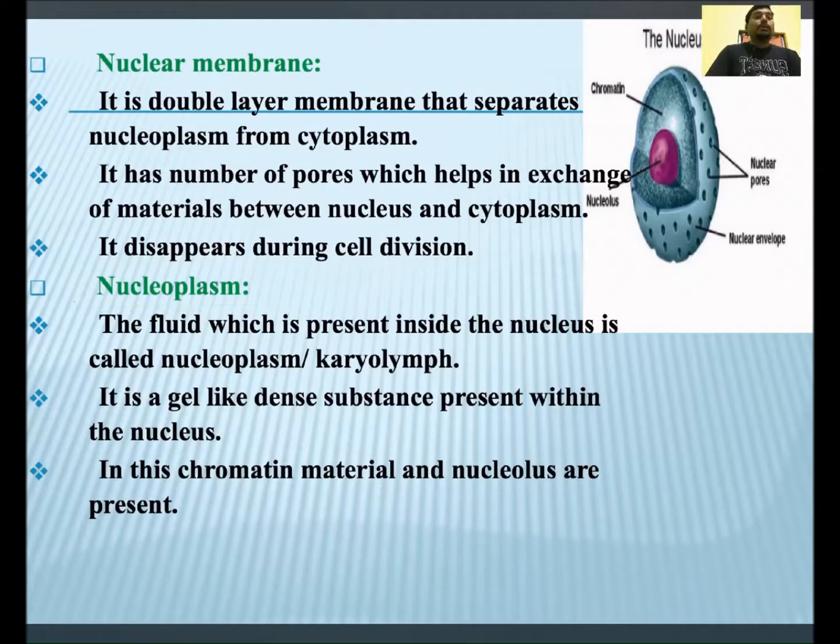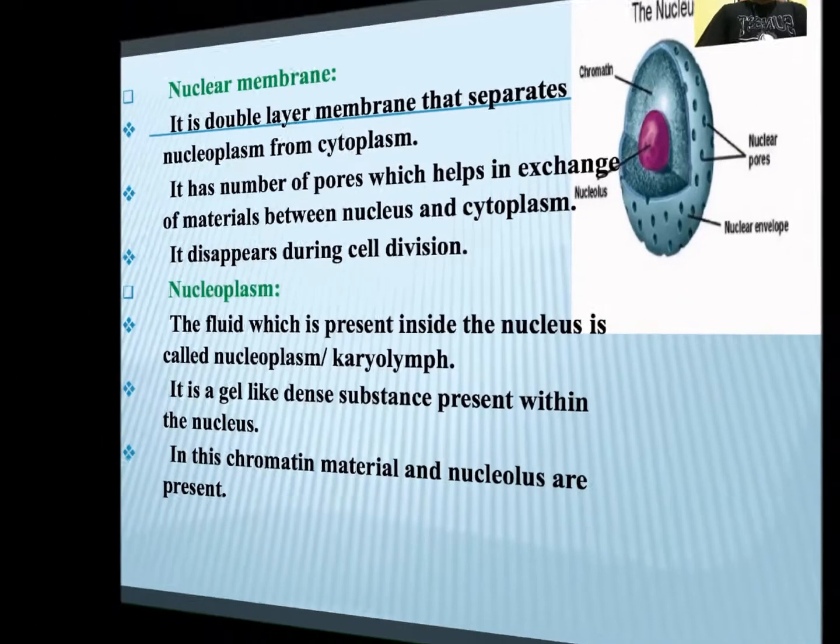Nucleoplasm, the fluid part which is present inside the nucleus, is called nucleoplasm or karyolymph. Karyo word is related to nucleus and lymph is fluid. So the fluid of nucleus is also called karyolymph or nucleoplasm. It is a gel-like dense substance present in the nucleus. In this nucleoplasm, chromatin material and nucleolus are present. Chromatin materials are a mass of thread-like structures, and nucleolus is a dense oval round structure.